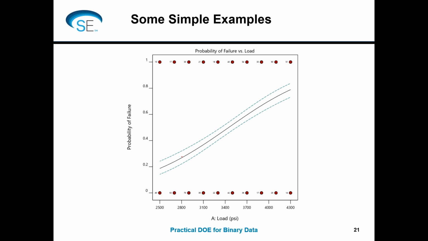They didn't say much about exactly what they were looking for, but you could see that, for example, at 2,500, I'm expected to get fewer than 20% of fasteners failing. At the highest load, I should be around maybe 75%. And of course, you could see what the confidence intervals are around those probabilities here.